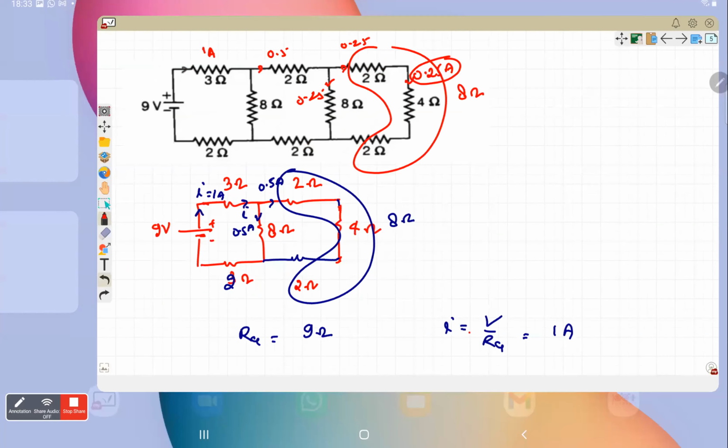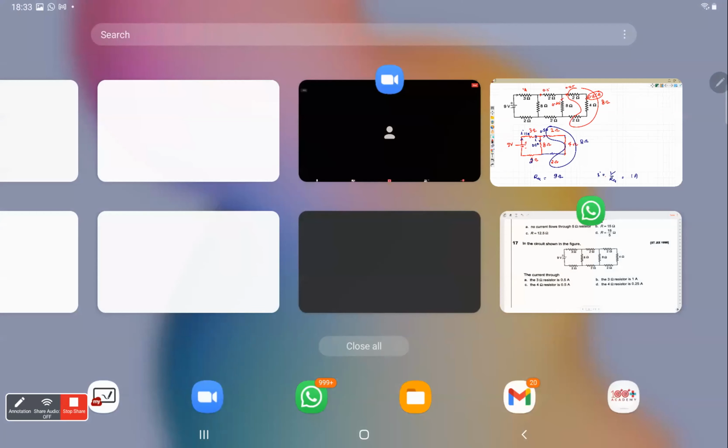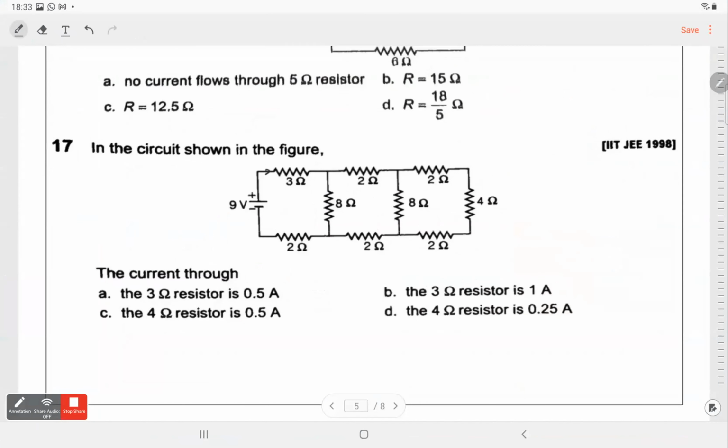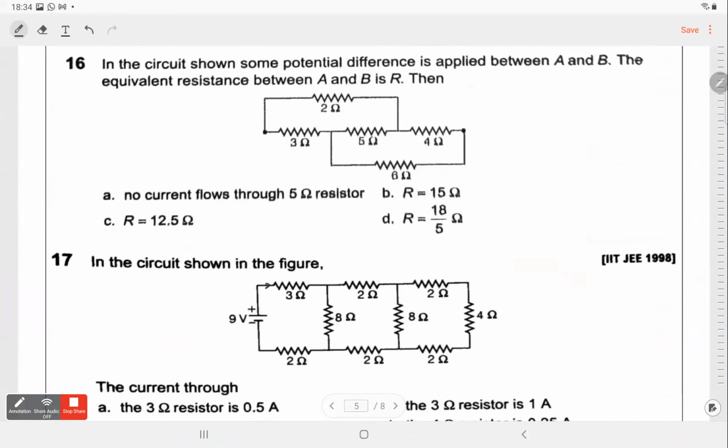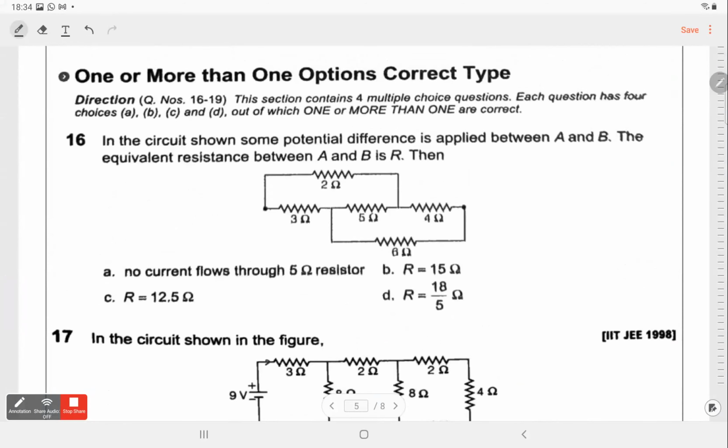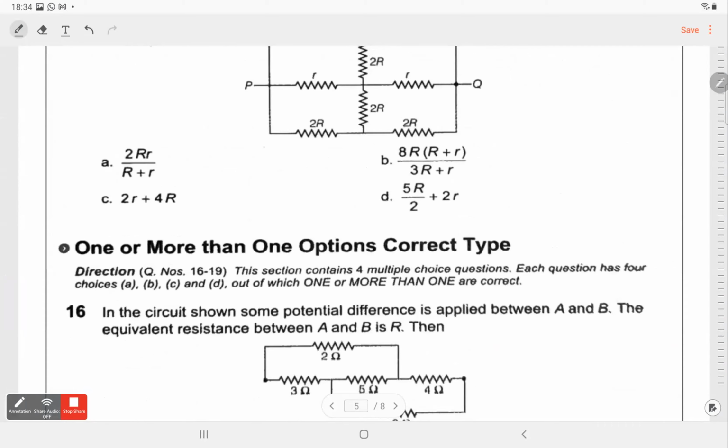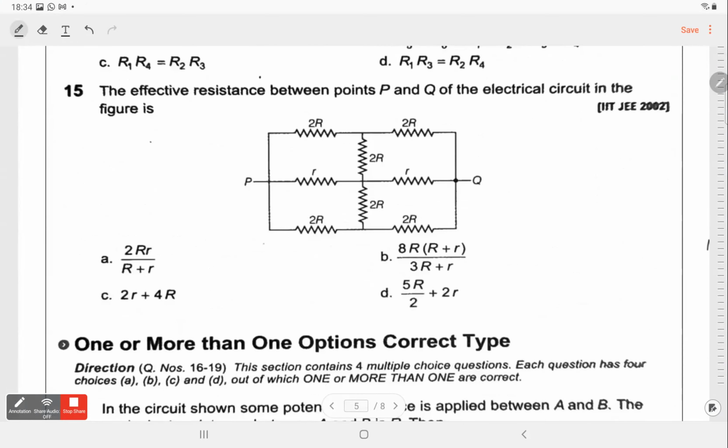Okay, solve further questions. Just solve question number 16. Yeah, wait, this is question number 15. Solve question number 15 and 16.